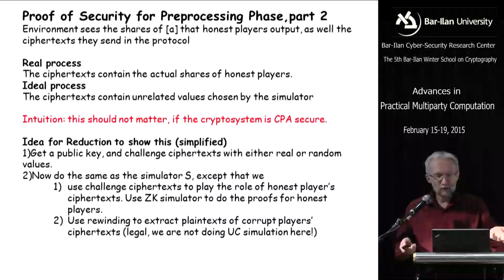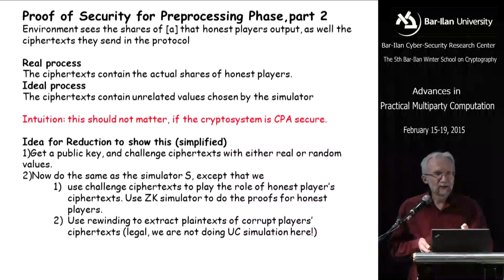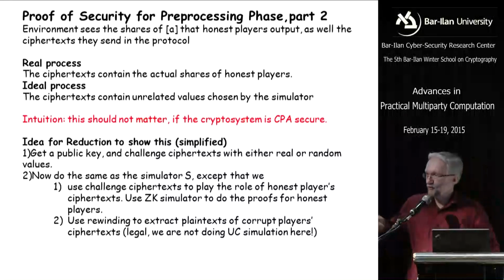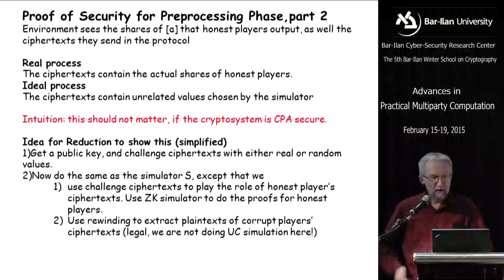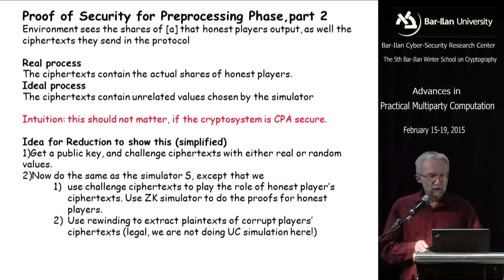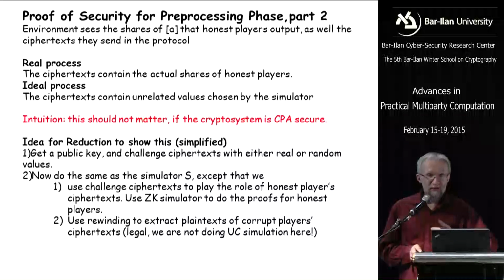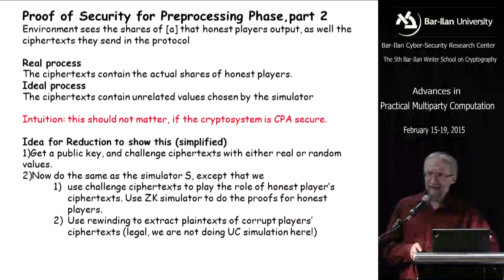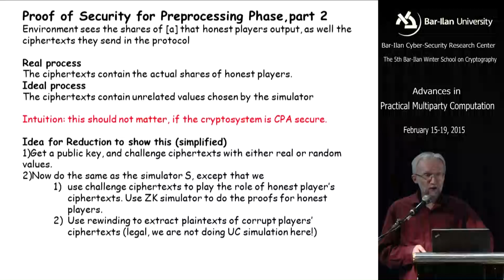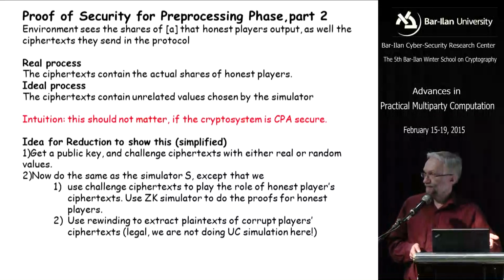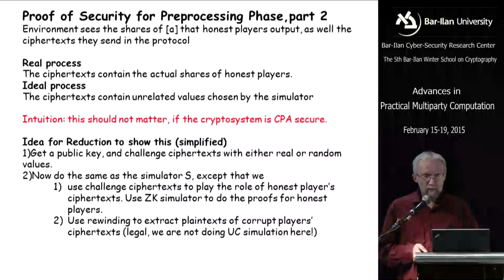So the idea is to build a protocol simulation that will be the simulation in one case and the real thing in the other case. I can almost do this. I do the same thing as a simulator, except that now I'm going to use these challenge ciphertexts to play the roles of the honest player ciphertexts. Of course, this means I can't do the proofs for these in the same way as before, but I can just run the simulator for the proofs. That's okay, because that generates essentially the same transcript.